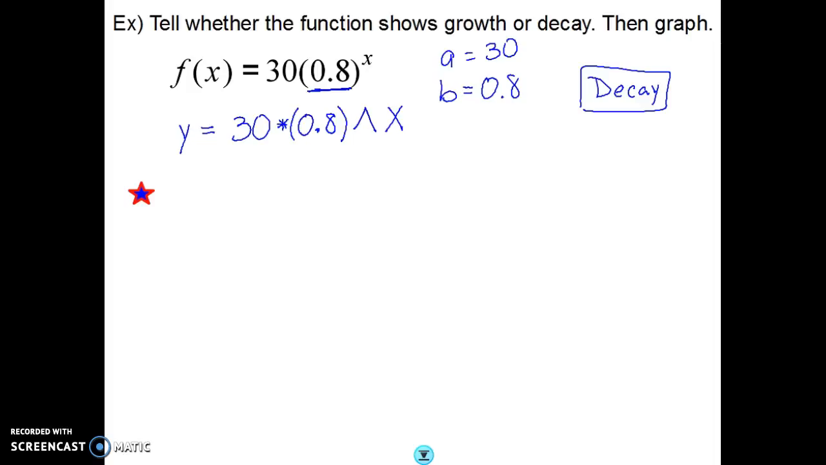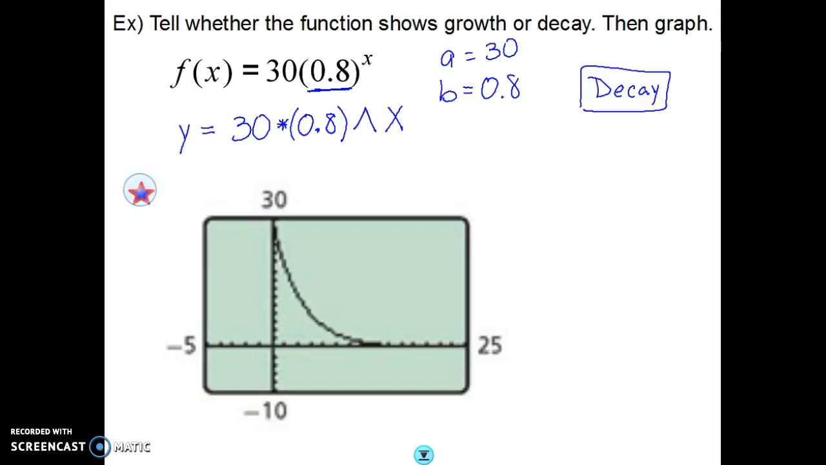That's what it should look like roughly on your graphing calculator. And if you then go to your graph, you can adjust your window. In this case, I used a minimum y value of -10, a maximum y value of 30, minimum x of -5, and maximum x of 25. And then we can see our nice, smooth, exponential decay curve like we expected.